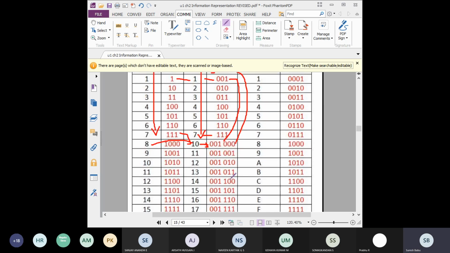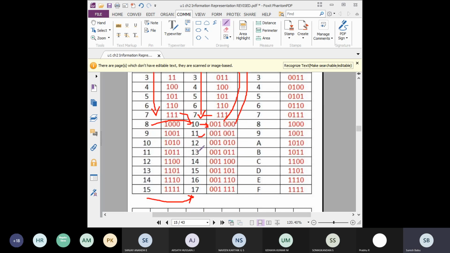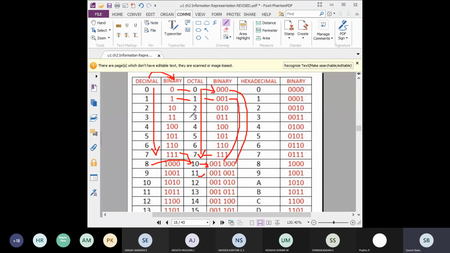10, then 11, 12, 13, like this. If you just memorize this 0 to 7, you can add any numbers. If you want to convert, you just write it as it is, 0. You have to memorize this tabular column. This will help you to get the equivalent value for binary, octal and hexadecimal.